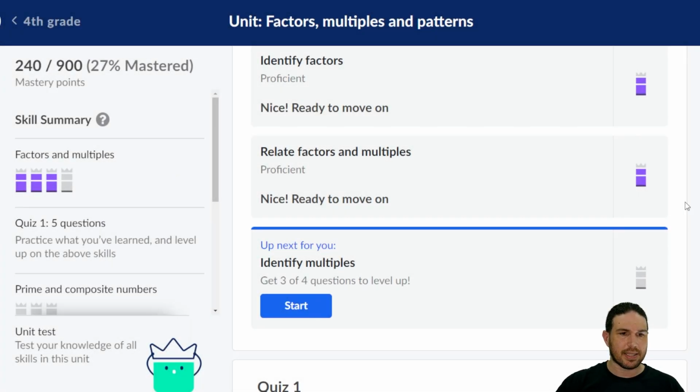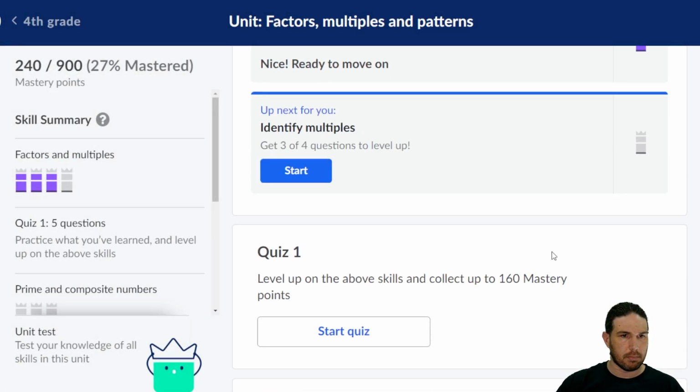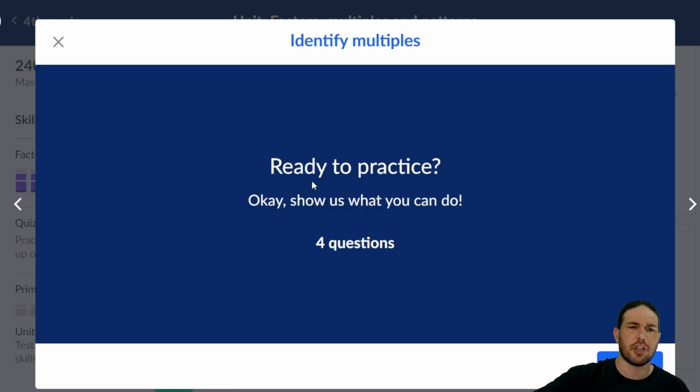What do we got next? Next, we got identify multiples. Let's get started. Only four questions this time, thankfully.